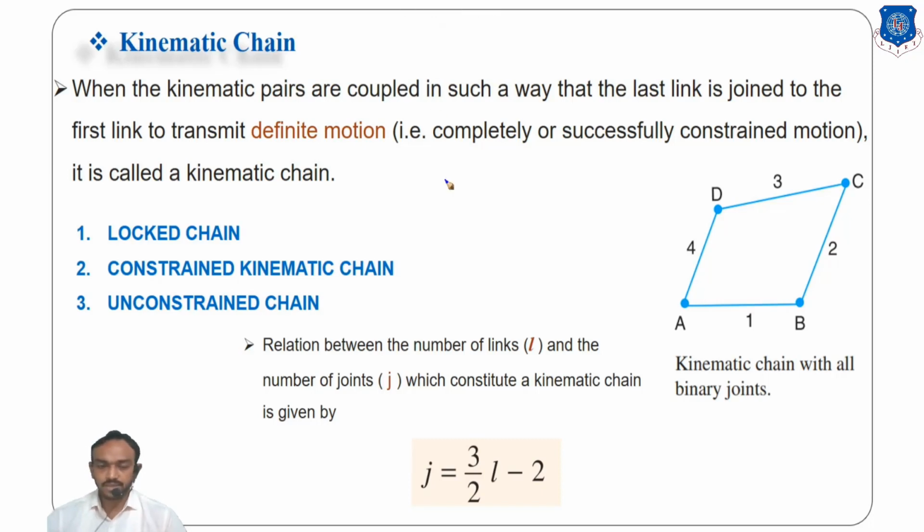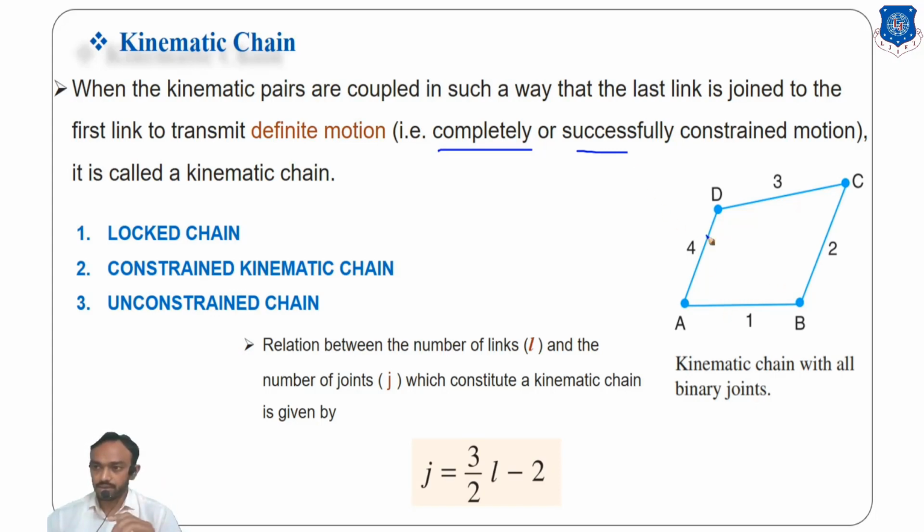When kinematic pairs are coupled in such a way that the last link is connected to the first link to transmit definite motion, it is called a kinematic chain. But what is definite motion? Definite means completely or successfully. So motion is possible in only one direction.